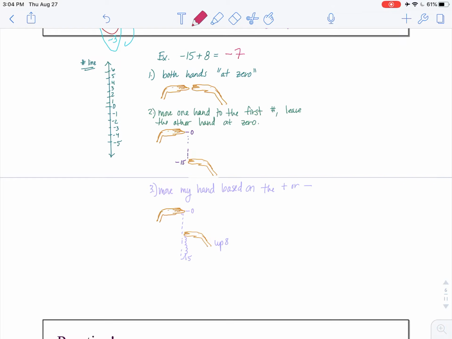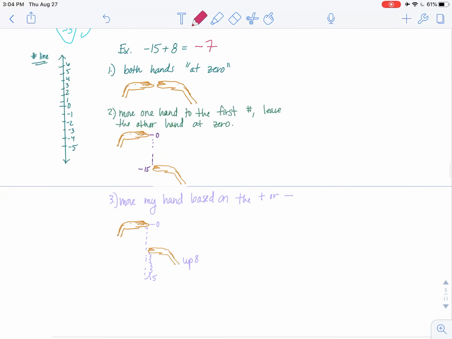So that's what I want you to practice. Let's look at a few right here. If I were to look at -6 minus 2, I'd have both my hands at 0, and I'm going to drop my right hand down to -6. I'm visualizing -6 on the number line. And -2 means I'm going down 2 more. So I know it's not -4. My answer is actually going to be -8 because I was down at -6 and I went down 2 more.